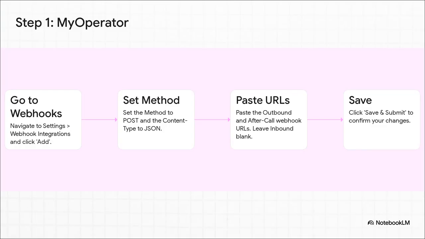Okay, first, log into your MyOperator account. We're going to set up what are called webhooks. You can just think of them as automated messages that let MyOperator talk to Bitrix24. So head to Settings, find Webhook Integrations, and click Add. You'll want to set the method to post and the content type to JSON. Now go ahead and paste in the outbound and after-call webhook URLs. Don't worry about the inbound URL just yet. We're going to leave that blank for a moment because we need to get it from Bitrix24. Once you're done, just hit Save and Submit.